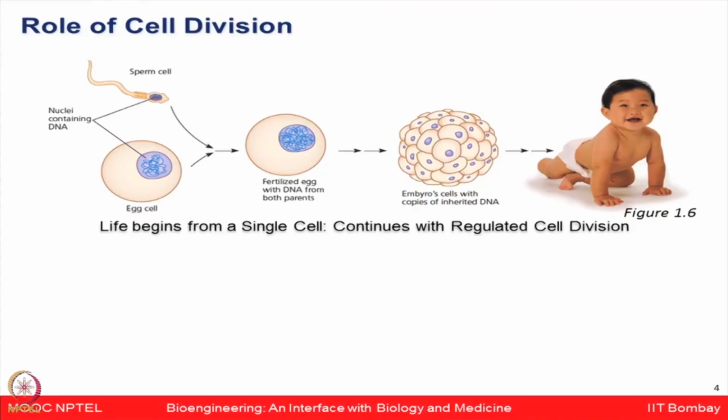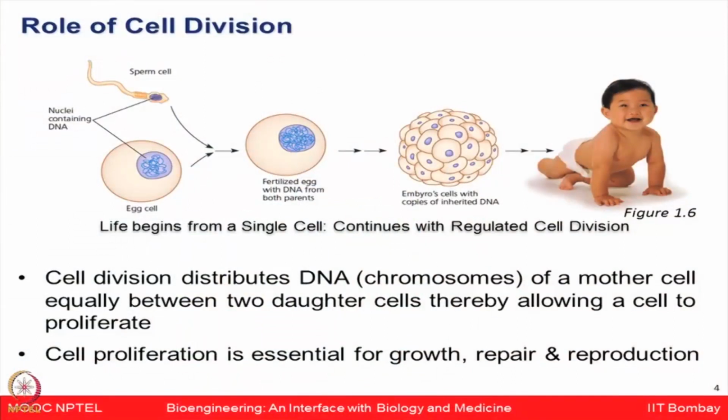Let us first start with cell cycle. As you can see, life begins from a single cell, starting from the sperm and egg cell, their fusion in the process of fertilization gives rise to the embryo, and from the one cell, after continuous division, life starts. The cell division distributes the DNA of a mother cell equally between two daughter cells, therefore it allows a cell to proliferate. This cell proliferation is very crucial for the growth, repair and the reproduction process.